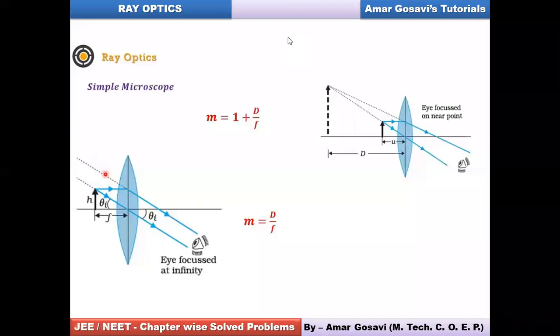Here comes that diagram. You can see, when the image is formed at infinity, the magnifying power for a simple microscope is given by the formula D by F. This is what we have derived. And if the image is formed at the distance of distinct vision, friends, then the formula for magnifying power would be 1 plus D by F. So this is the story about the simple microscope, the first application of lens.